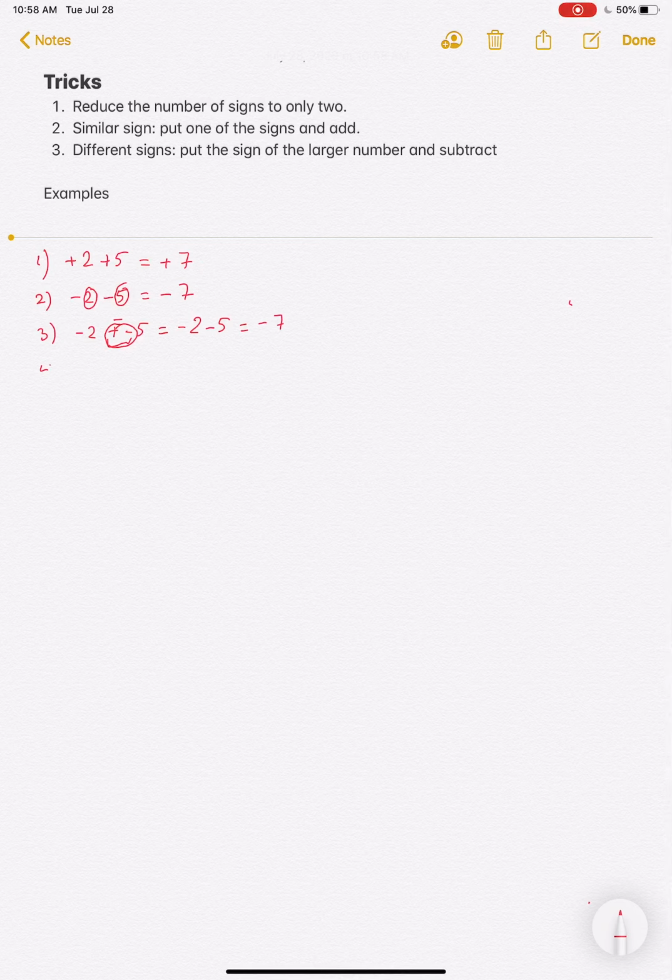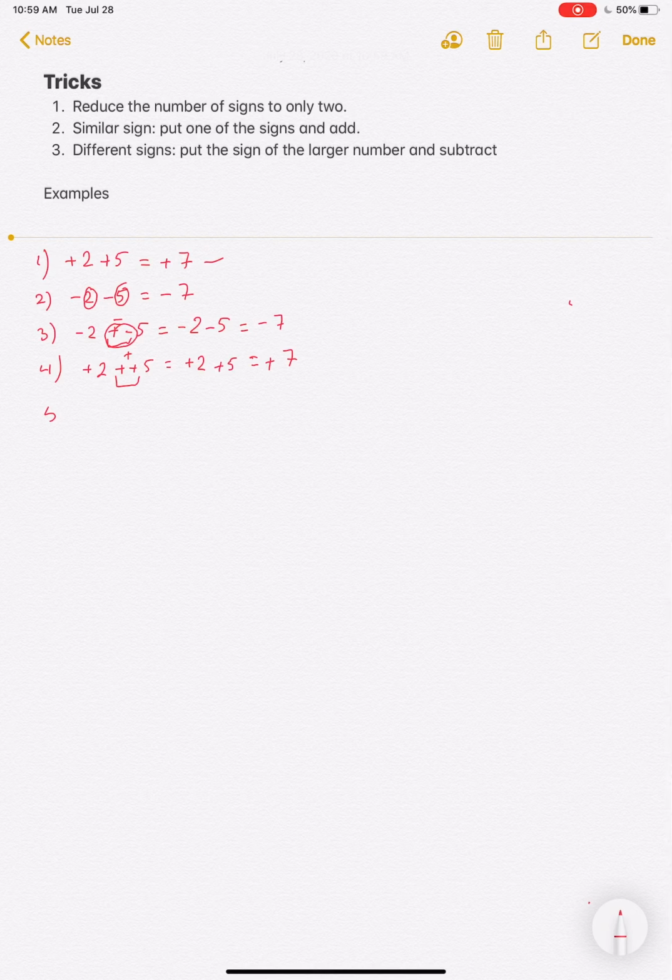Fourth example. What if we have plus 2 and plus 5? Again, 2 consecutive signs, multiply them. Plus and plus will give me plus. So this will be reduced to plus 2 and plus 5, which is exactly as the first example. And the answer should be plus and plus is plus, 2 and 5 is 7.